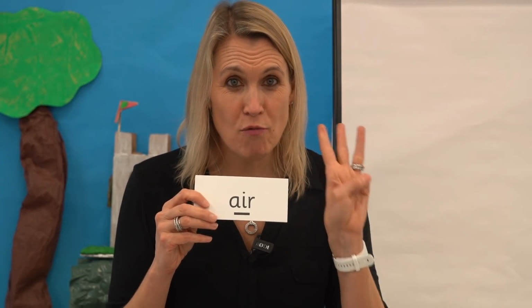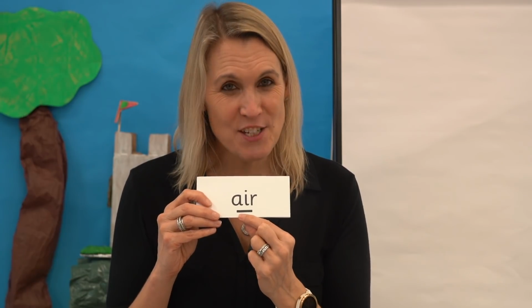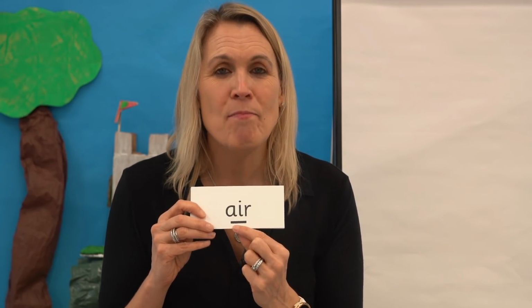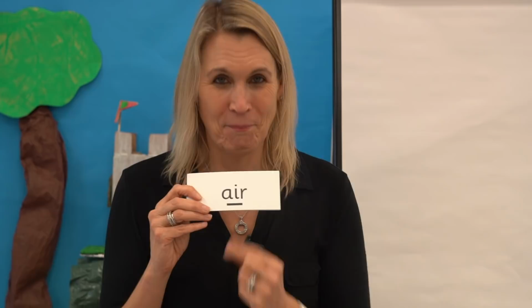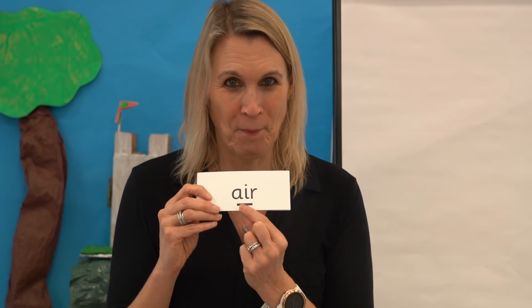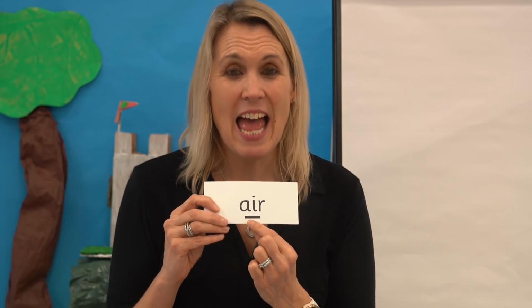Now, let's read some words with the grapheme air. Let's read our first word. Have a look. Remember that a trigraph is 3 letters, 1 sound. Can you see the trigraph air? Yes, here it is. This trigraph says air. Say air when I point to the trigraph. And again. Great job.